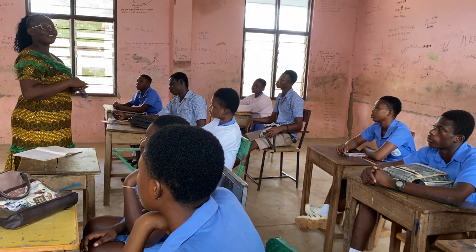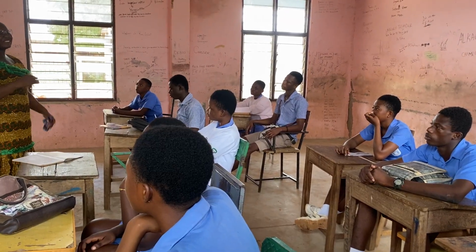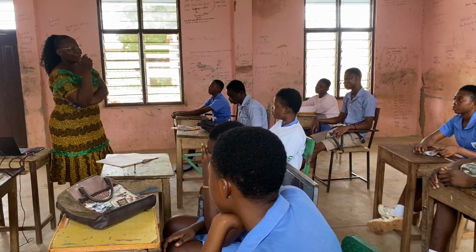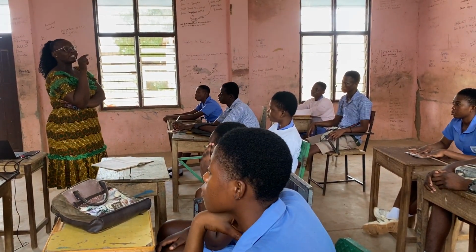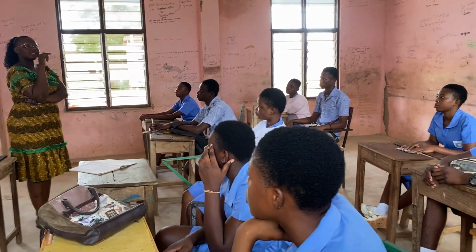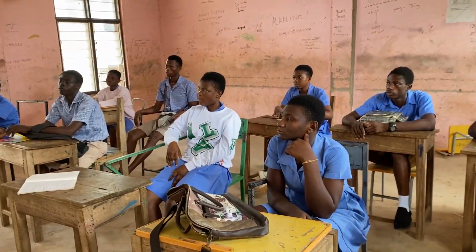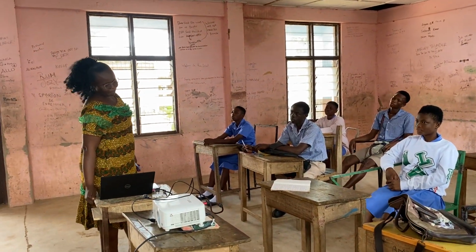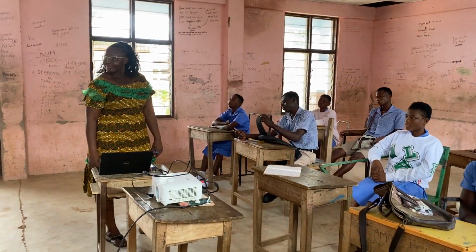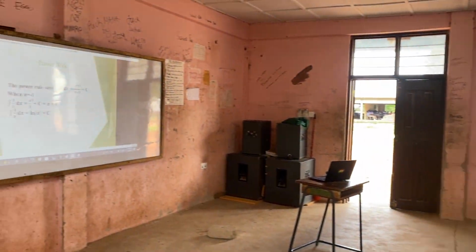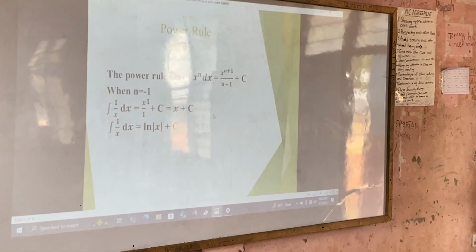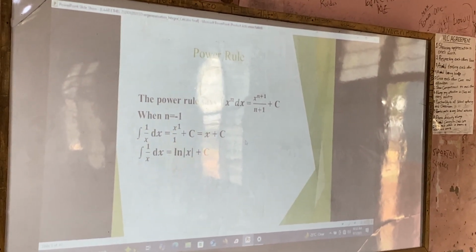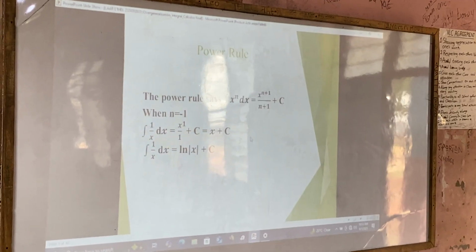Now, we usually say integration is the reversal of differentiation. True or false? So now, when we integrate 2x, will we get x power 2? No. So now let's find out. What does the power rule state? The power rule states that the integral of x power n dx is equal to x power n plus 1 all over n plus 1 plus c. That is what it is.